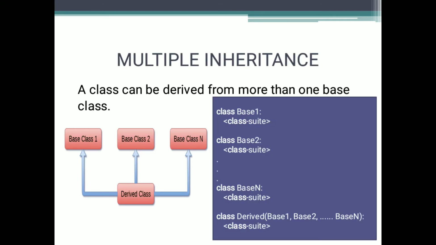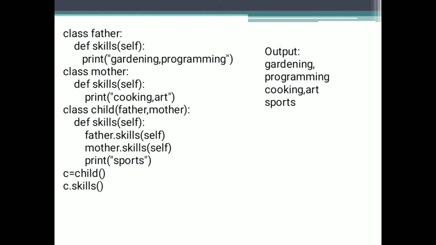Multiple inheritance. Multiple inheritance provides us the flexibility to inherit multiple base classes in the child class. That is, a class can be derived from more than one base class. This is the pictorial representation and syntax of multiple inheritance. Now let's see a simple example of multiple inheritance.